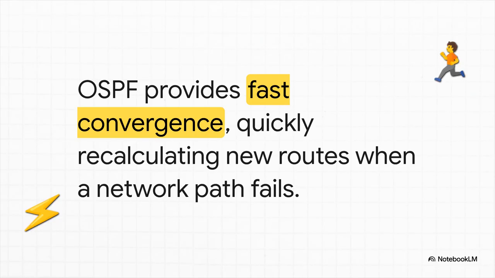First up, fast convergence. Now, convergence is just what we call it when all the routers agree on the network layout. If a connection goes down, think of it like a sudden road closure, every router with the map knows about it almost instantly. They all just run their GPS math again and find a new route. This is so much faster than waiting for the news to spread from neighbor to neighbor.